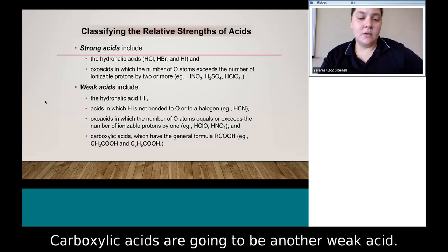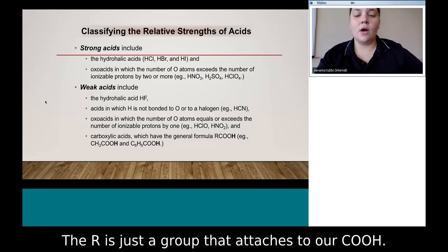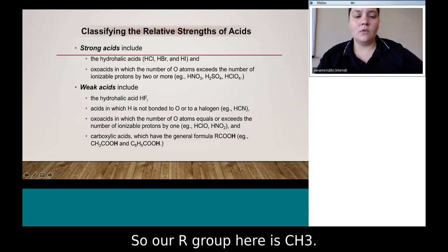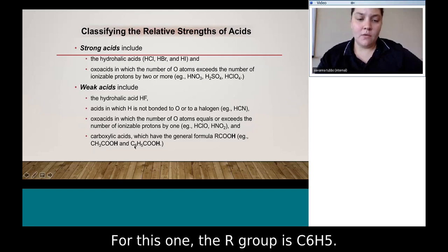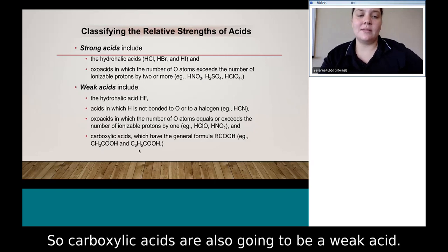Carboxylic acids are going to be another weak acid. Their general formula is RCOOH. The R is just a group that attaches to our COOH. In this one, our R group is CH3, and then we have our COOH. For this one, the R group is C6H5, and then we have our COOH. So carboxylic acids are also going to be a weak acid.